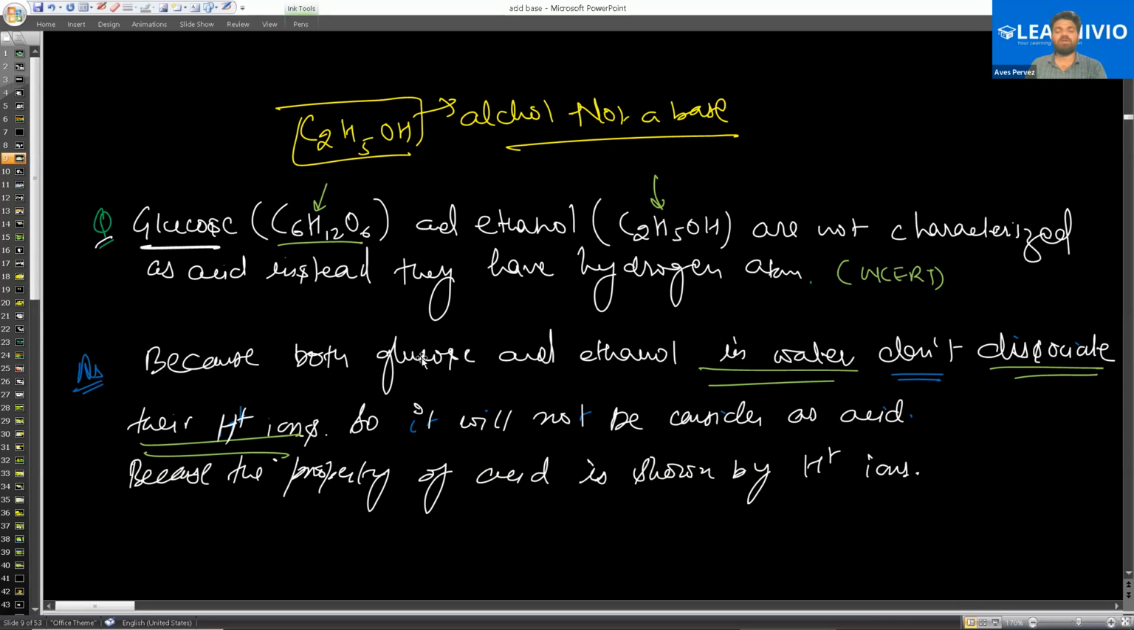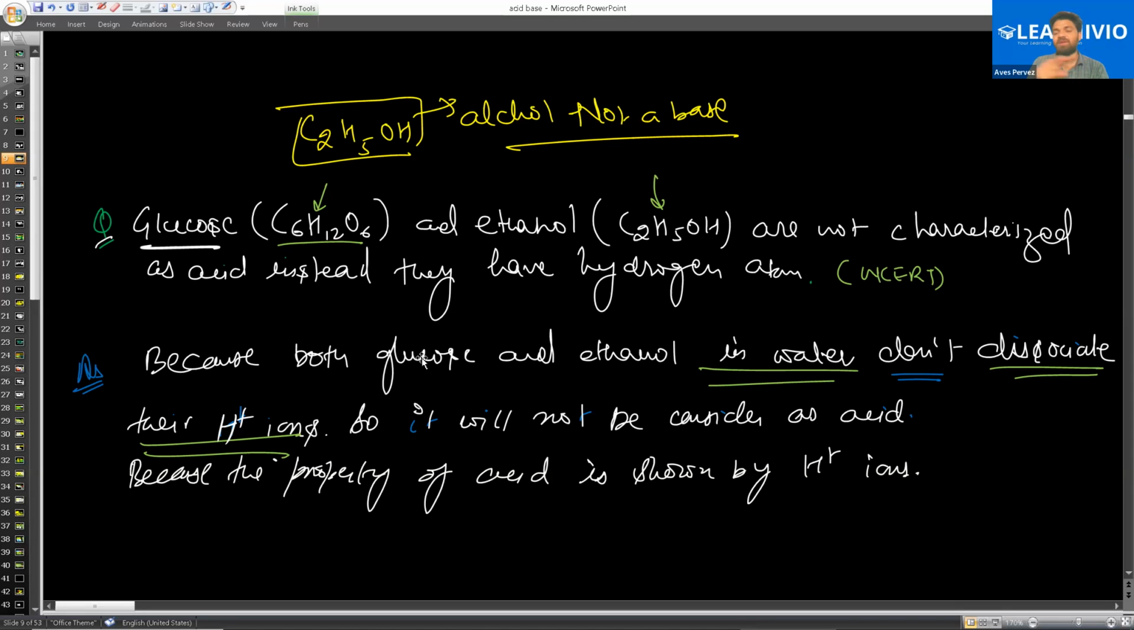When you add it, they are not going to dissociate their H plus ions, so it will not be considered as acid. This will not be considered as acid, because acidic properties are just due to the H plus ions of acids. If a substance is not dissociating the H plus ion when you add it to water, it is not considered to be an acid.